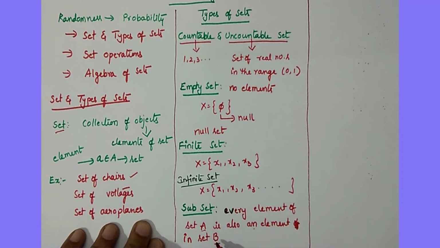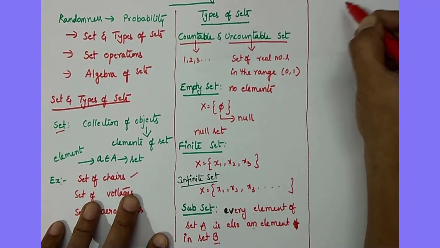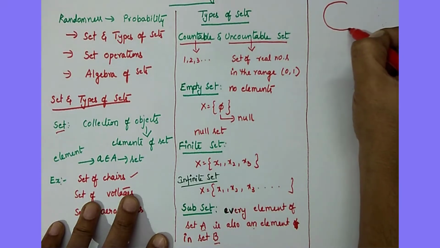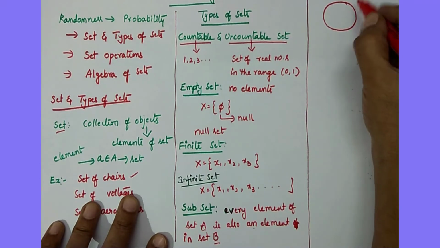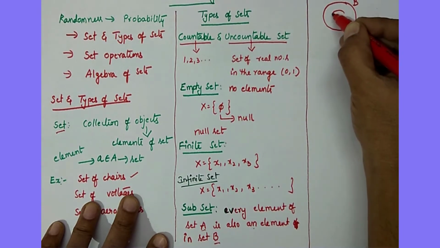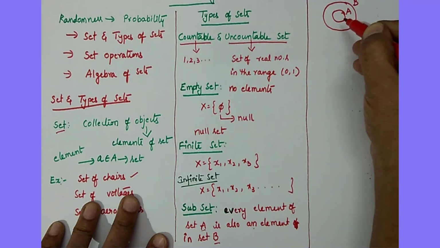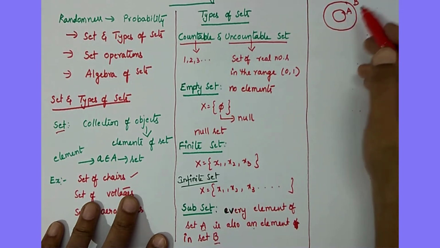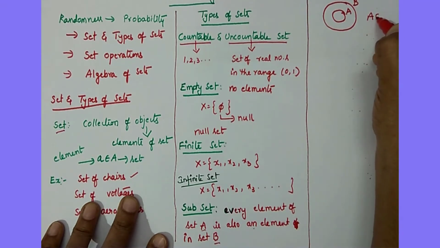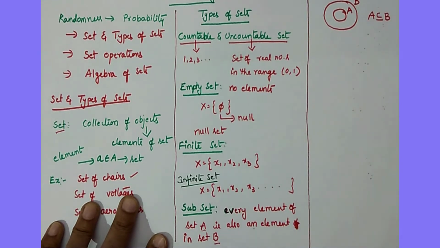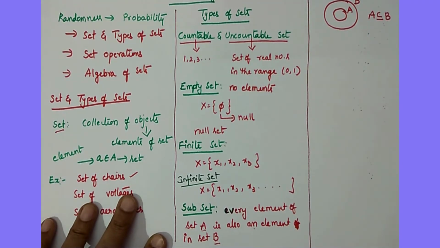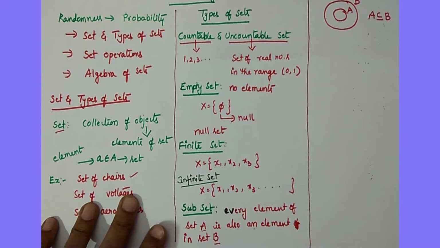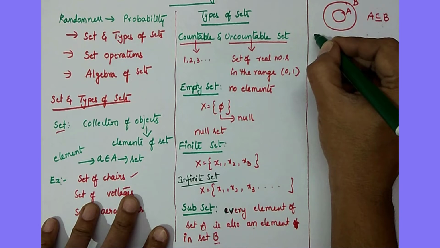I'll represent this concept in a diagram. See the diagram. Take this as set B and this is set A. Every element of set A is in set B. So A is said to be in B, or A is a subset of B, that is represented by A ⊂ B. Then next is proper subset.